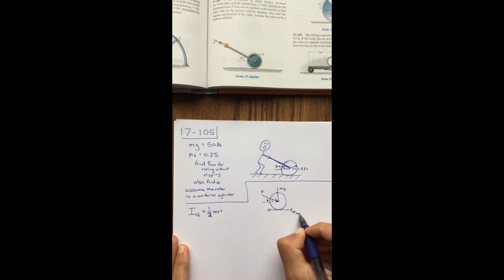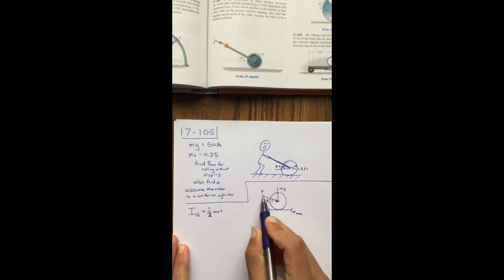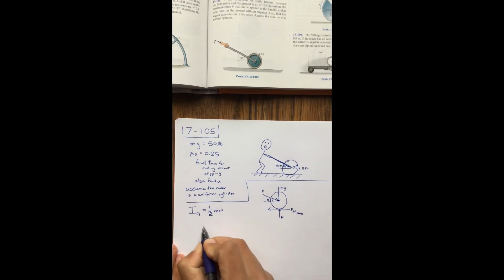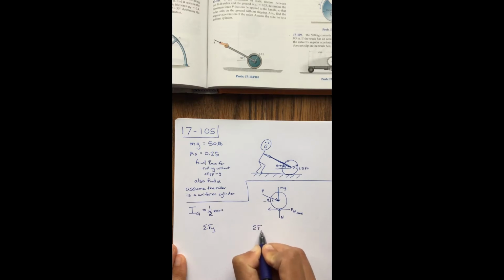Because we're looking for the maximum force P here, the static frictional force is at its max, and then we have the normal force acting upwards. I can sum up the forces in the y direction, I can sum up the forces in the x direction, and I can sum up the moments, and I'm going to do that about point G.